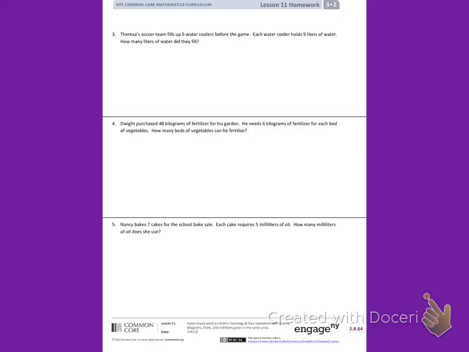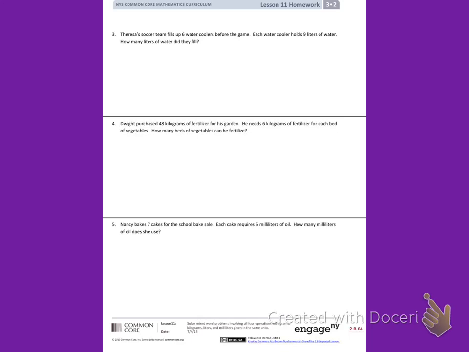Module 2, Lesson 11's objective is to solve mixed word problems involving all four operations with grams, kilograms, liters, and milliliters given in the same units. Problem 3 says, Teresa's soccer team fills up 6 water coolers before the game. Each water cooler holds 9 liters of water. How many liters of water did they fill?